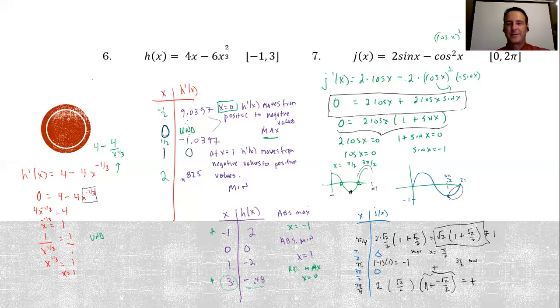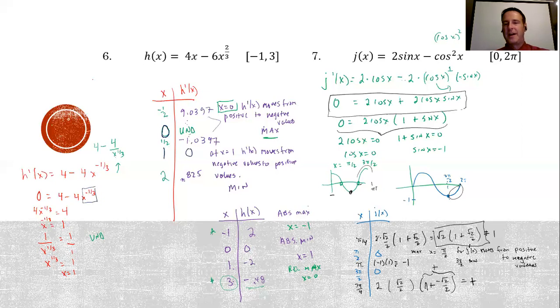And why is this a max? Well, again, because for j prime of x, and that's a prime, it moves from positive to negative values. Notice I'm not shortcutting this. I would love to abbreviate more, but it's not good to. Positive, negative values, that's a long values, U, E, S.